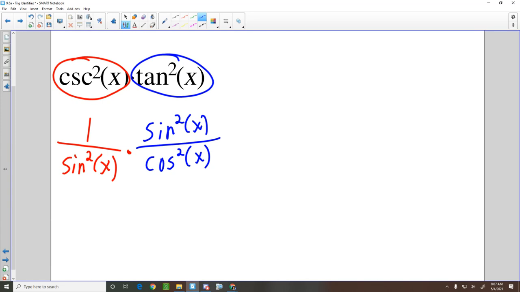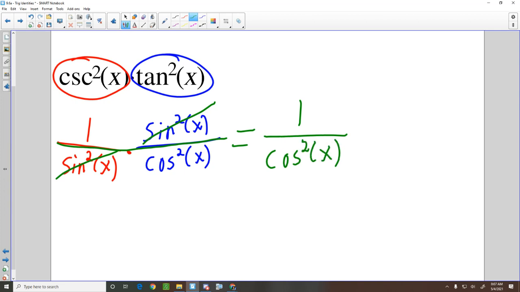Now looking at this right here, it's multiplying two fractions. I'm going to treat it as one fraction. What can we cancel out? I've got the sine squared up top and a sine squared in the bottom, right? It's almost like I've got sine times sine in the numerator and another sine times sine in the denominator. They're both going to cancel out. That leaves me with just a 1 in the numerator and a cosine squared in the denominator. All right, I've got 1 over cosine squared.